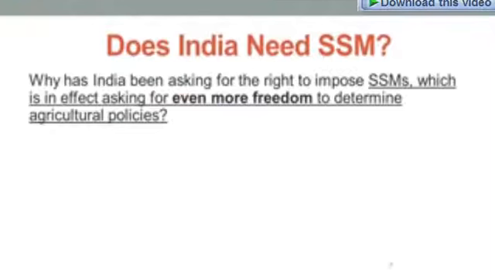So does India really need SSM? That is the question. Even more freedom is what we're asking. Already we have freedom from high ceiling rate. Our applied rate, which is the actual rate, is actually much lower than the bound rate. Bound rate means ceiling rate. We have the ceiling rate here, we have the actual or applied rate here.